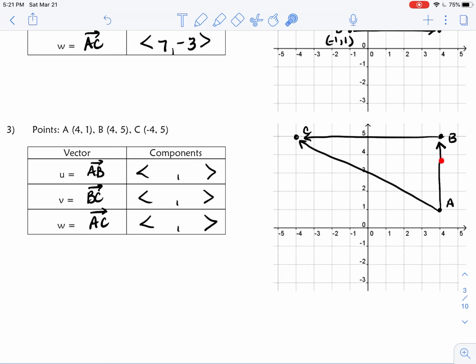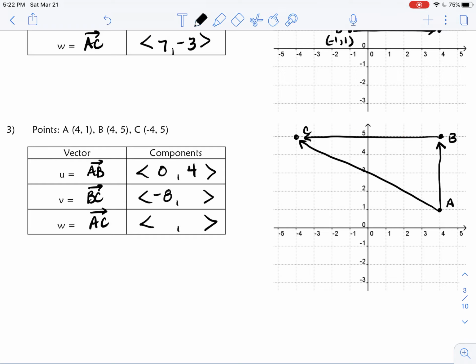So for this first vector, from A to B, our horizontal component, there is none. So that's just 0. And you're moving 1, 2, 3, 4 units up. So that's going to be 0 with a +4. From B to C, you're moving to the left 1, 2, 3, 4, 5, 6, 7, 8. And so that's just going to be -8 with 0 vertical component.